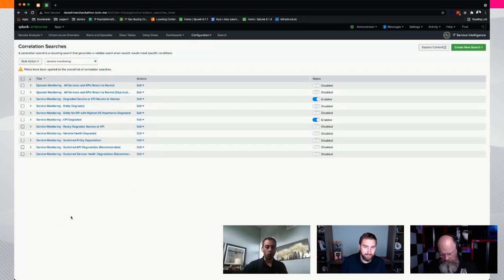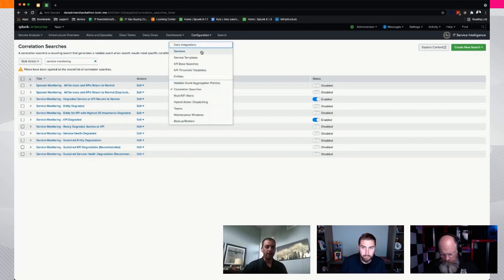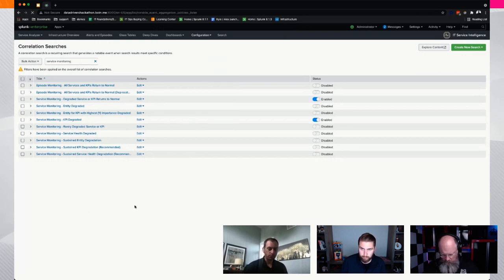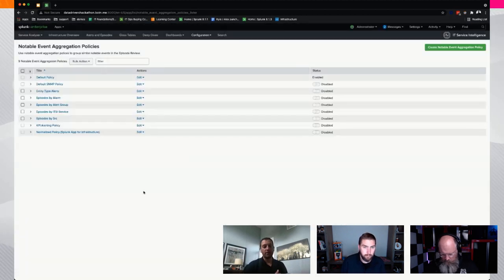So the idea of grouping notable events together is what the notable event aggregation policies configuration does. So we're going to take the next step to actually configuring how to group these different notable events together. So go ahead and click on configuration and then notable event aggregation policies. Okay. So again, with the content pack for monitoring and alerting, there are several different aggregation policies that are present by default in the content pack. And the one we're going to focus in on today is episodes by ITSI service. So let's go ahead and enable that.